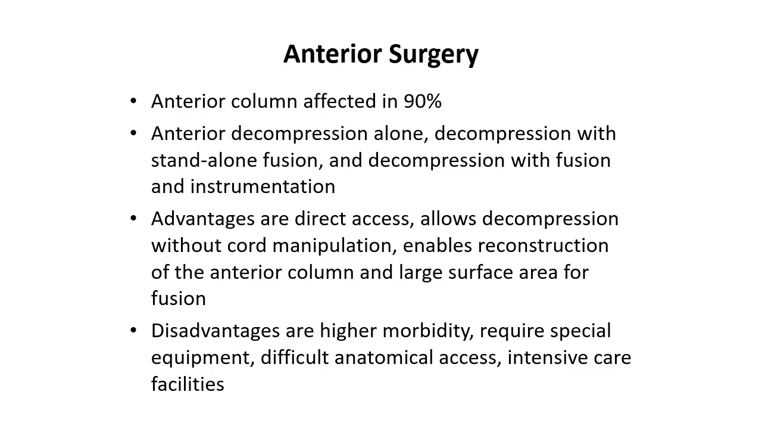Traditionally, anterior surgical approaches have been proposed for spinal TB. This would appear rational in view of the fact that the anterior column is affected in 90% of patients. The anterior approach offers direct access to the diseased vertebral bodies for drainage of abscess and debridement, allows thorough spinal cord decompression without spinal cord manipulation, enables reconstruction of the anterior column by insertion of a graft or cage, and provides a large surface area for fusion.